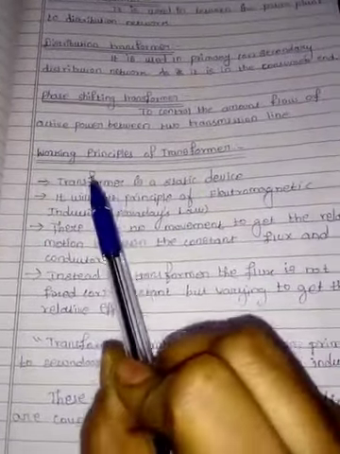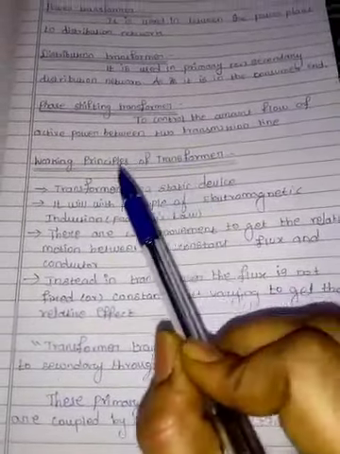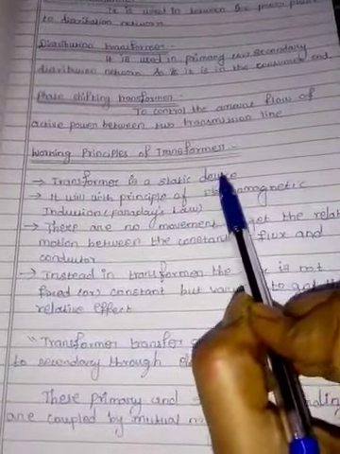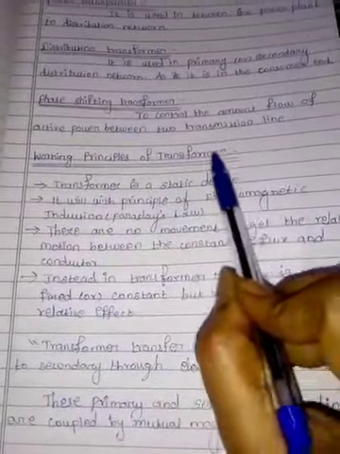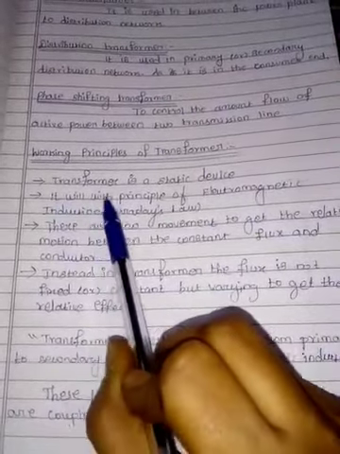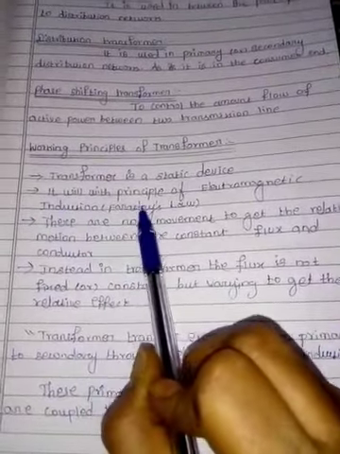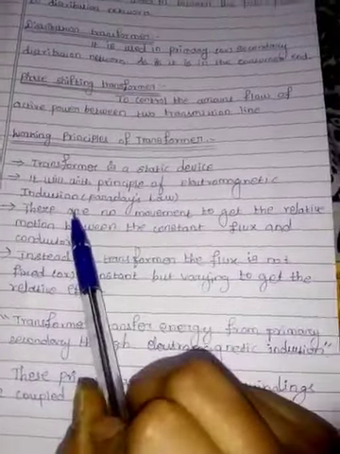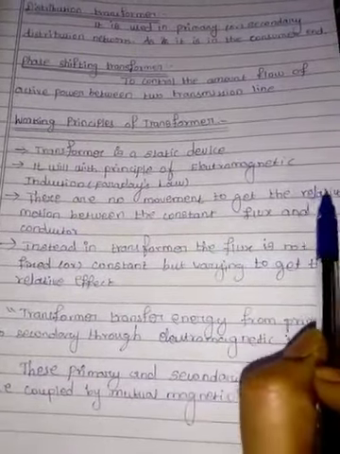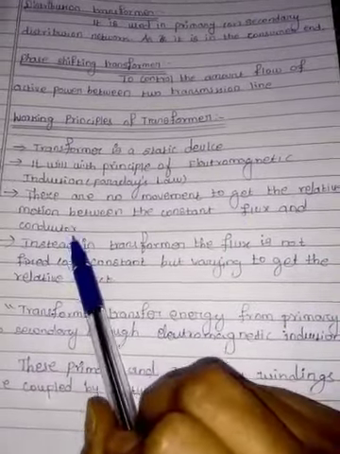The main work of a transformer is to transfer energy. The transformer is a static device. There is no rotational or momentary process in this transformer. It works on the principle of electromagnetic induction, Faraday's law. And the third point is that there is no relative motion between the constant flux and the conductor.